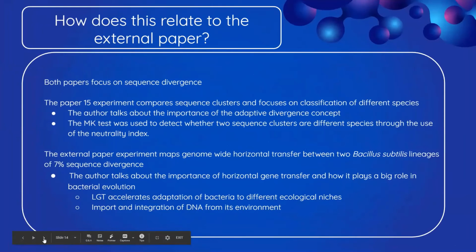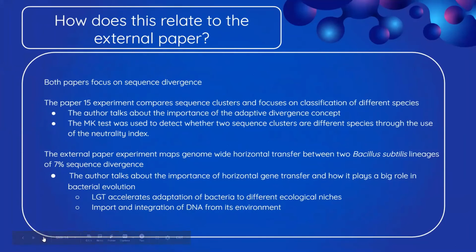Paper 15 relates to the external paper because both papers focus on the sequence divergence. The paper 15 experiment compares sequence clusters and focuses on classification of different species. The author talks about the importance of the adaptive divergence concept. The MK test was used to detect whether the 2 sequence clusters are different species through the neutrality index.